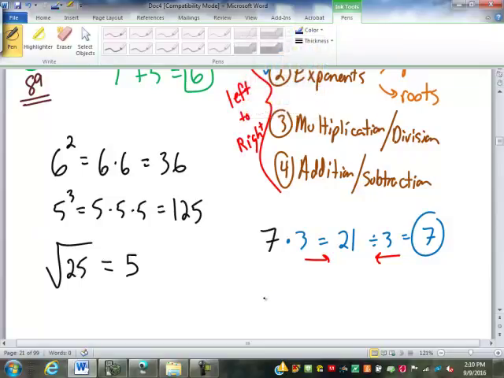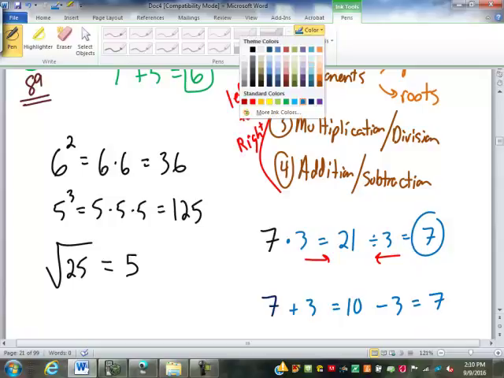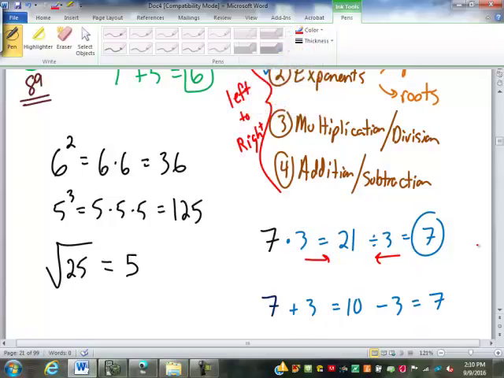Same is true for addition. Let's start with the 7 again. This time let's add 3 to it. We get to 10. If I want to get back to 7, I would subtract 3. It gets me back to the 7. Our addition and subtraction are inverses. One goes forward, one goes reverse. So if I add something to a number, to get back I just subtract the same thing.